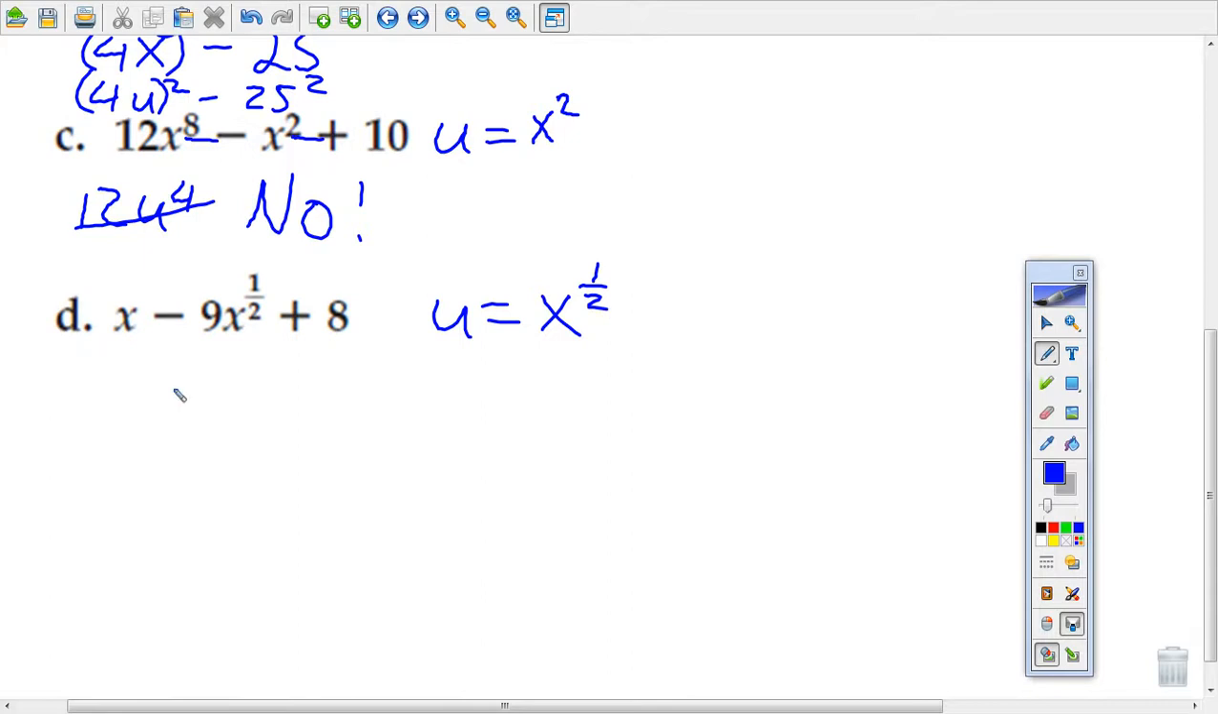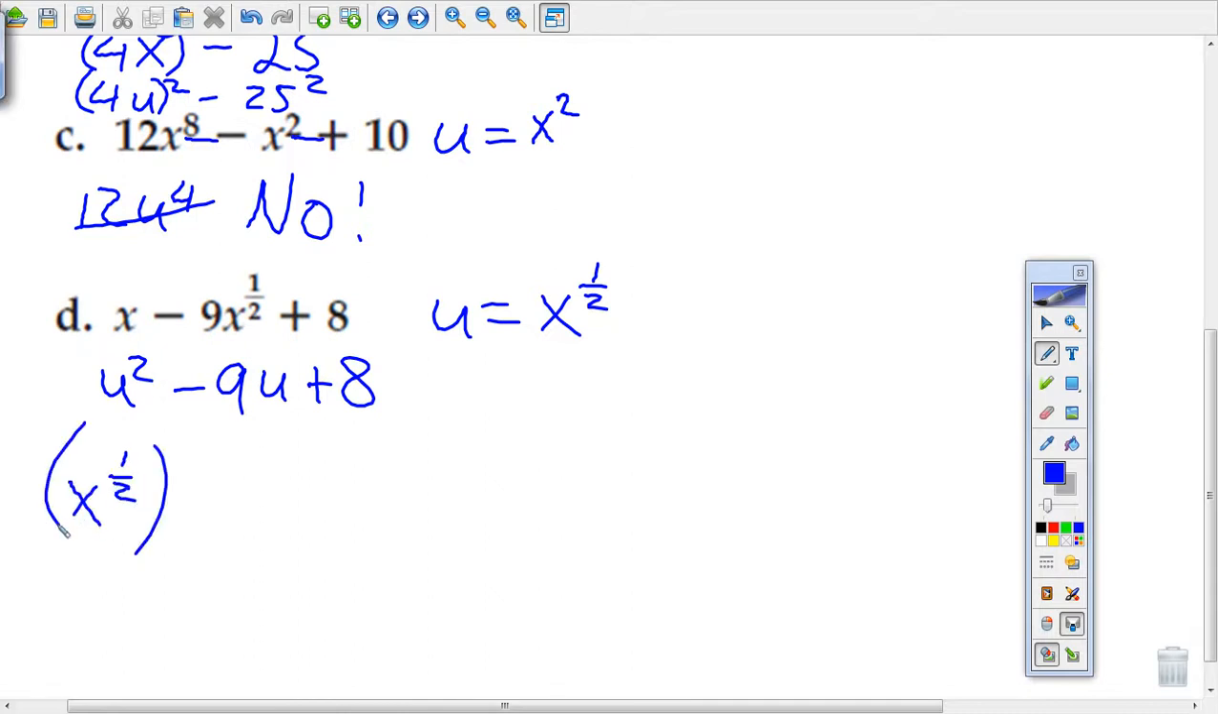Well, that would make this minus 9u plus 8. Does that make this first term u squared? Well, let's see. If I have u squared, that would be x to the 1/2 all squared. Does that equal x?